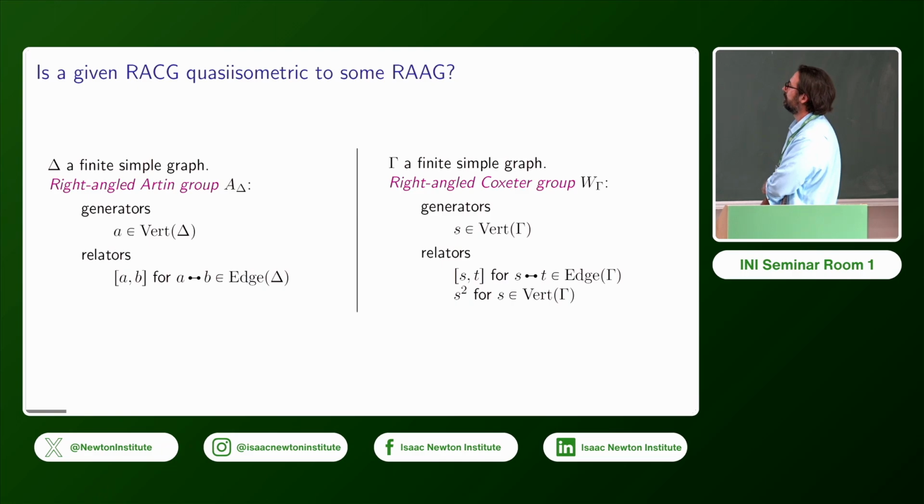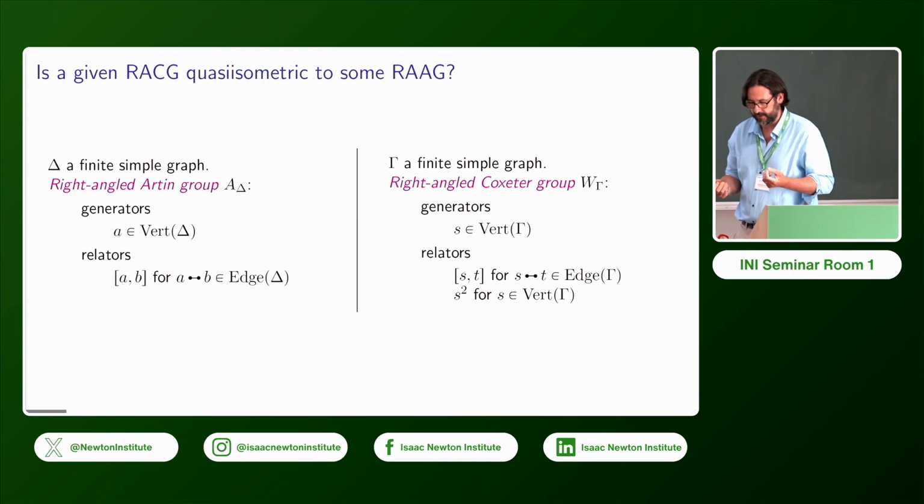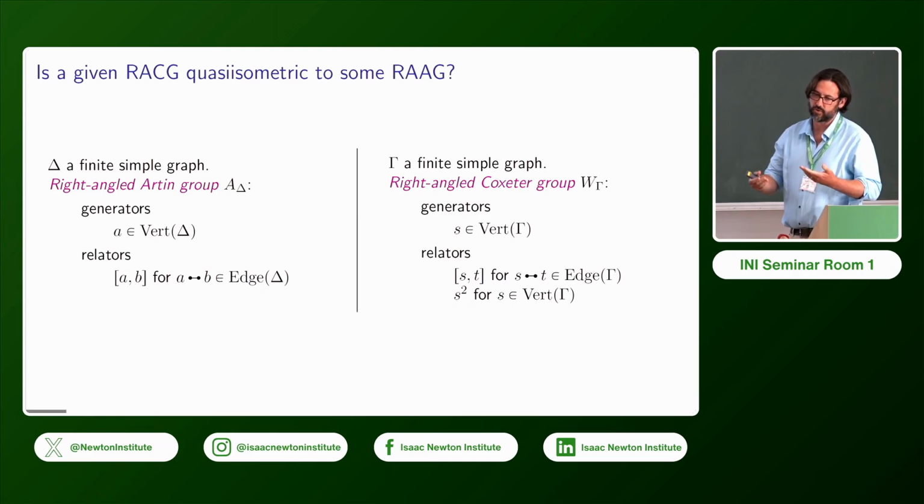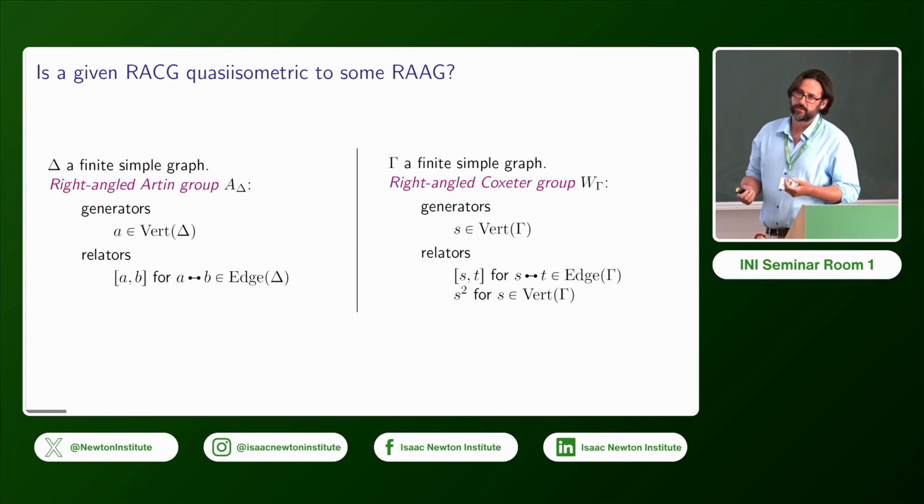So just definitions for these acronyms. What are these groups? Both of them you define by a finite simple graph, and this gives you a presentation. Presentation is you take one generator for each vertex of the graph. Each edge of the graph tells you that those two vertices commute, so you get a commutator relation in your presentation. And for the RAAG, that's the whole thing. And for the Coxeter group, you add some additional relations that says the square of each generator is trivial.